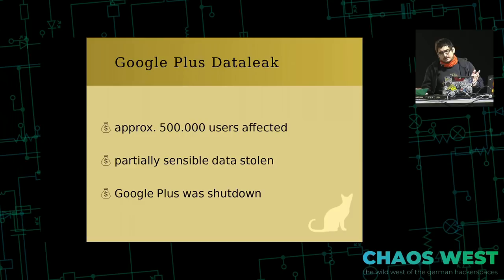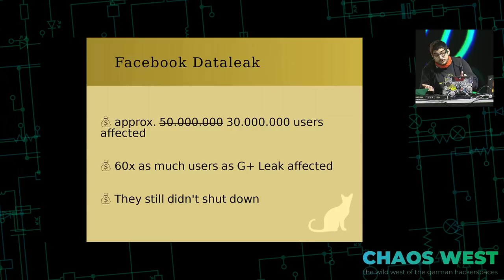Well, let's check out our friends at Facebook. They had approximately 30 million users affected, 60 times as many users as the Google Plus leak. But they still didn't shut down. I don't know why, but sad. Maybe next time. But you see, there were a lot of data leaks happening in 2018, and a lot of user data was affected.